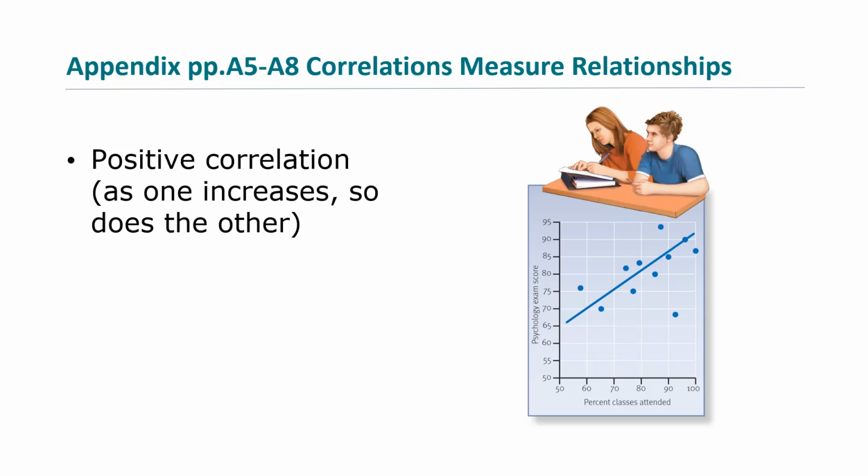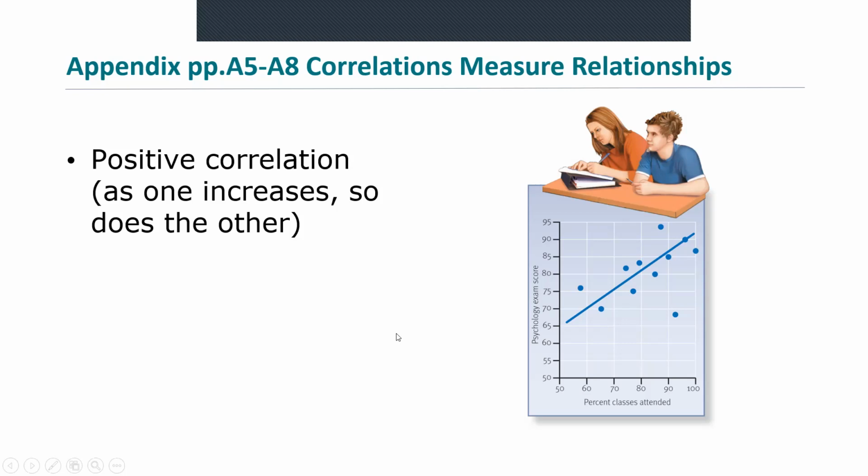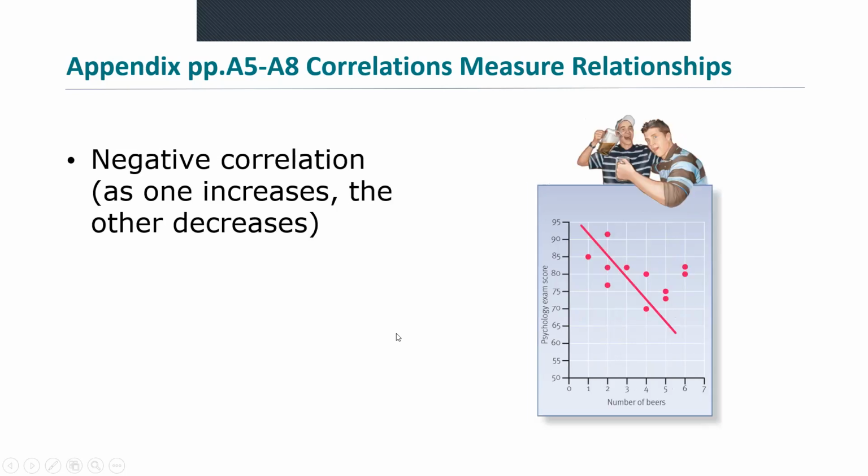So this is a positive correlation. We have the line of best fit. It's called a scatter plot. Each dot is a subject. Moving on. This one is a negative correlation.